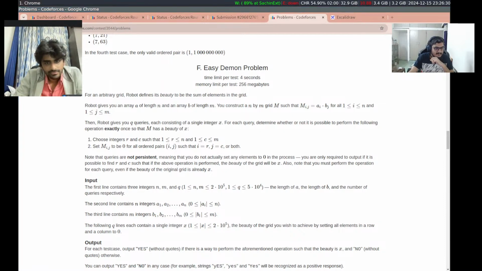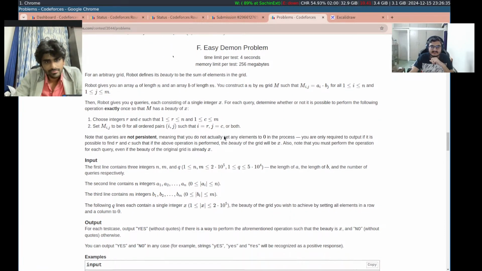Yes, an order of n times m solution will definitely TLE. And I think the thing I abused the most over here was that x would be between 2 and 10 to the power 5, not more than that. What was the time complexity of your solution, Aryan? My time complexity, let's say we define this as the maximum element.